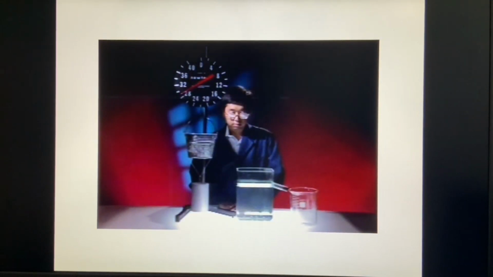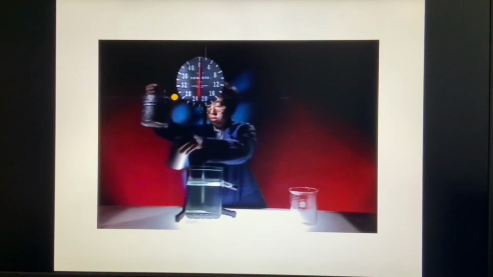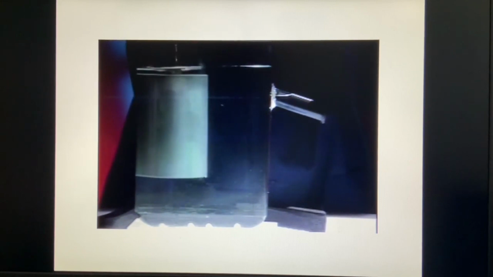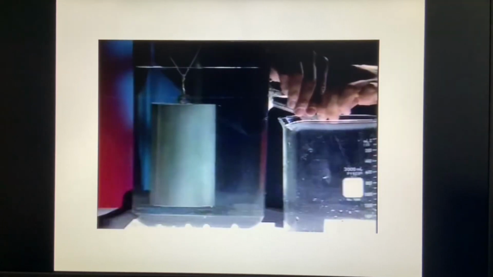This demonstration will show how the buoyant force on a submerged object is related to the amount of water displaced by the object. This aluminum cylinder and pail hang from a scale, which shows the total weight to be 29 newtons. We'll lower the cylinder into this water container, which has an overflow spout. When the cylinder is submerged, the reading on the scale decreases to 20 newtons. All water displaced by the cylinder will flow into a beaker.